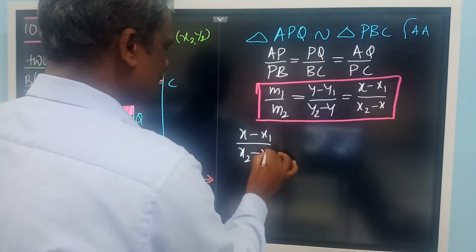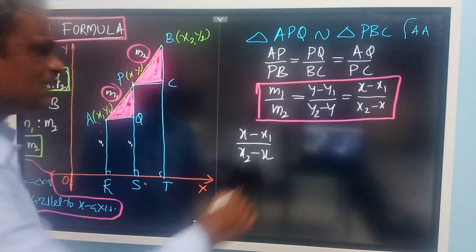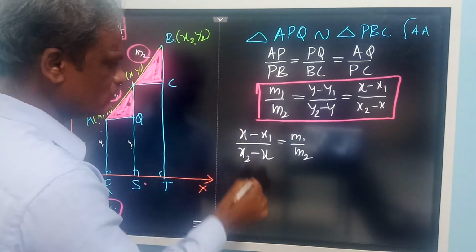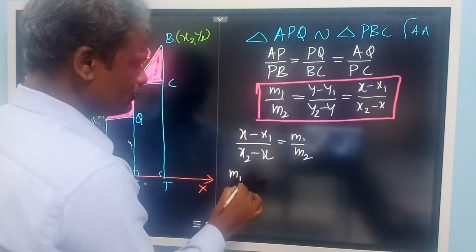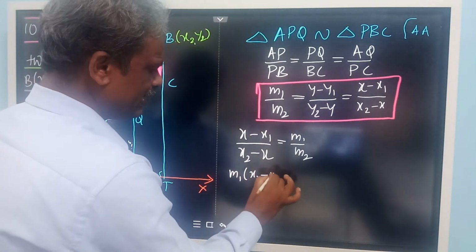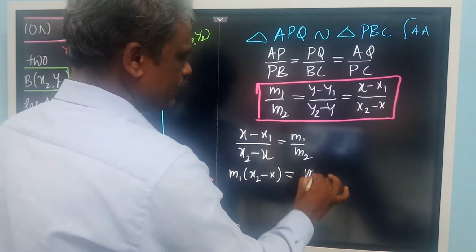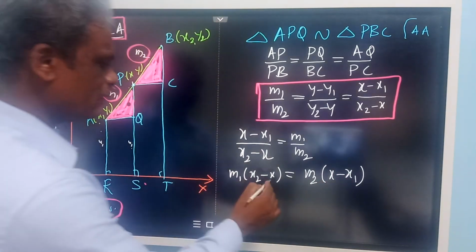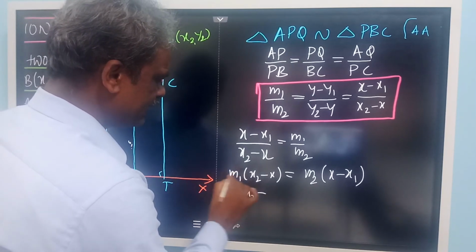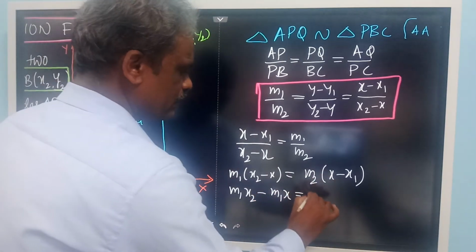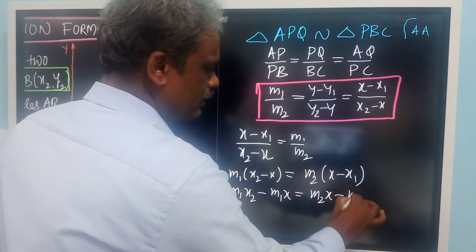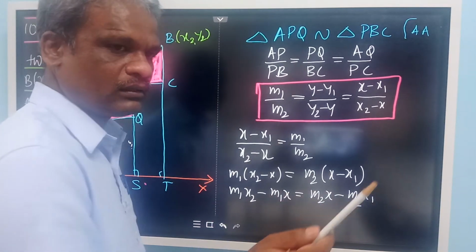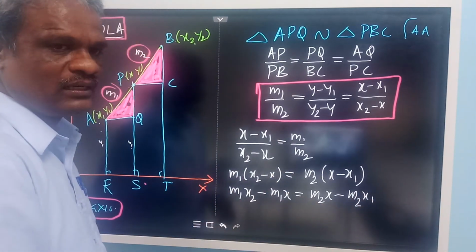x2 minus x is equal to m1 by m2. Cross multiply now. Here m1 into x2 minus x is equal to m2 into x minus x1. Now multiply this one, m1 x2 minus m1 x, m2 x, m2 x1.